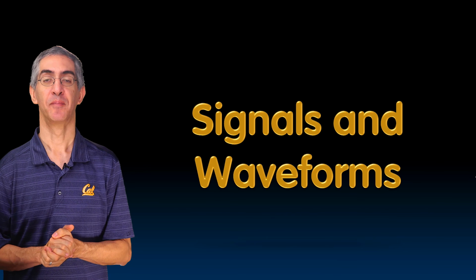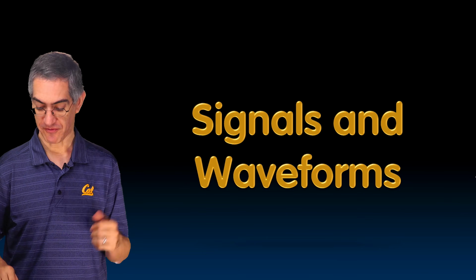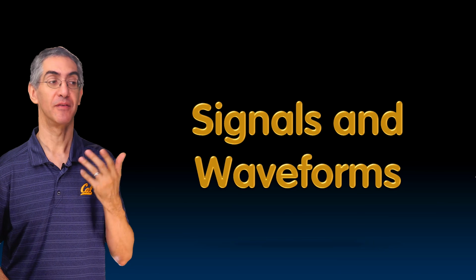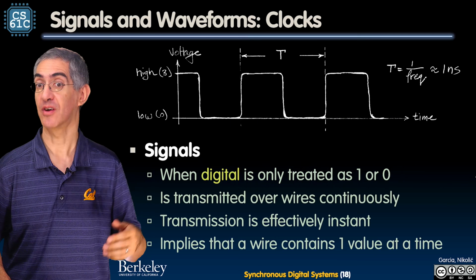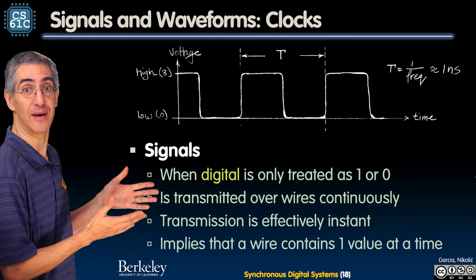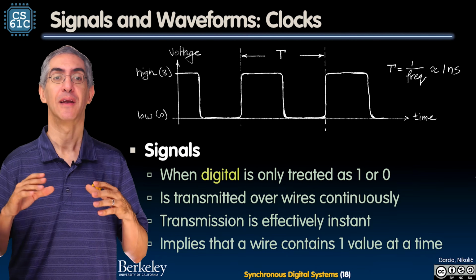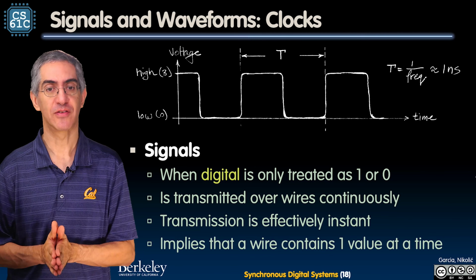And welcome back. Now let's learn about signals and waveforms, how to think about how these values, 0s and 1s, might change over time. Oh my gosh, time. So let's start at the beginning. A clock is the heartbeat of the system.